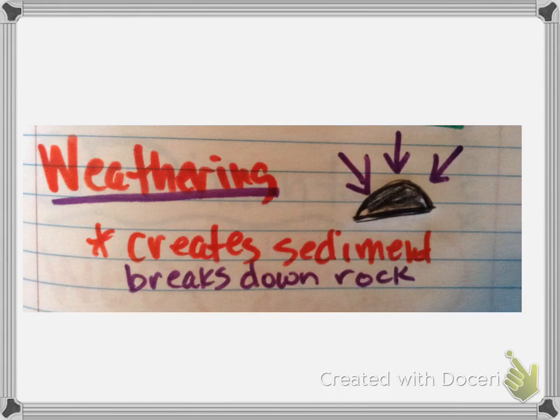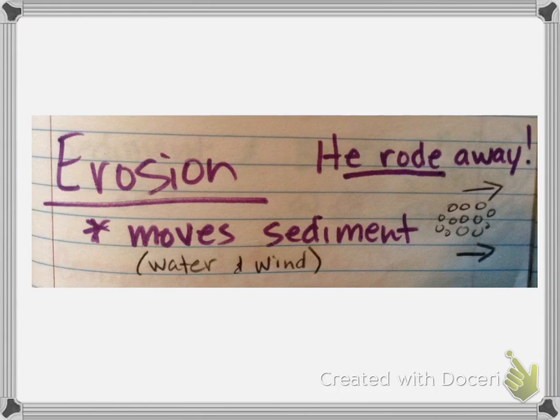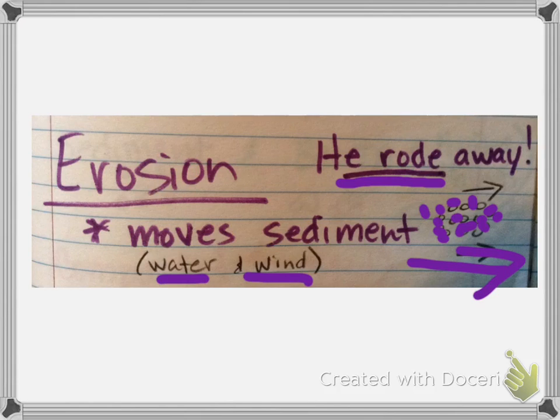Alright, so the breaking down of rock is weathering. Then, after it's broken down, it might erode. And I think I've told you this, my silly way of remembering this is erode away, he rode away. It's moving. The sediment is moving. Okay, so these are just the little pieces of sediment, and they're being moved. It might be by water, it might be by wind, but erosion is moving sediment.